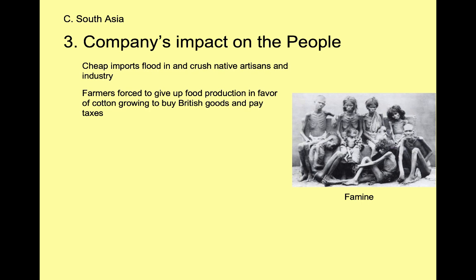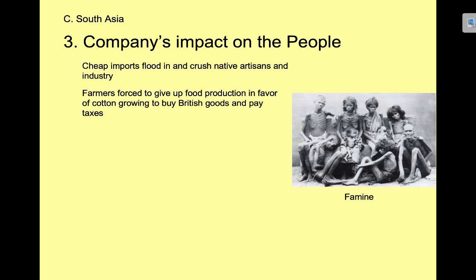And it's all because of the British East India Tea Company's focus on profit, right? They're not thinking about how the workers are going to feed themselves. They're just thinking about how can we force workers to work for us, either on our plantations or to grow cash crops so they can buy our goods, right? And this is going to have this unintended consequence of famine.